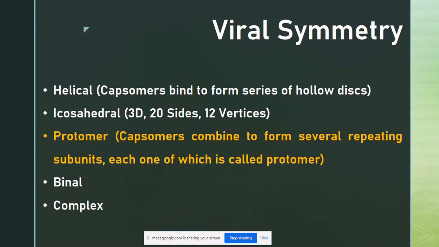And there are two other types of symmetries. One is binary and the fourth one is complex. Binary is the one which is made up of, like, half of the part of the virus being helical and half being icosahedral. But complex is very complex, like we are not able to define what kind of symmetry it is.